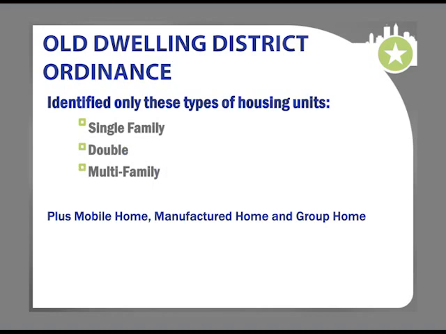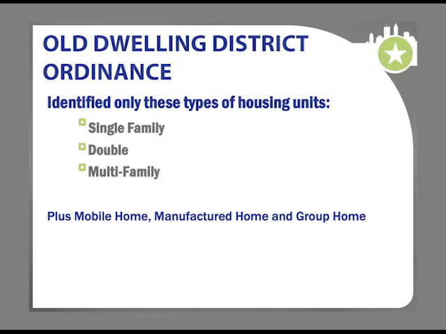When you're talking about residential districts, and in particular single-family units, you think back to how our old district, our old ordinance was set up. In the old ordinance, we identified only these types of housing units: single family, double, multifamily, plus mobile homes, manufactured home, and group homes.